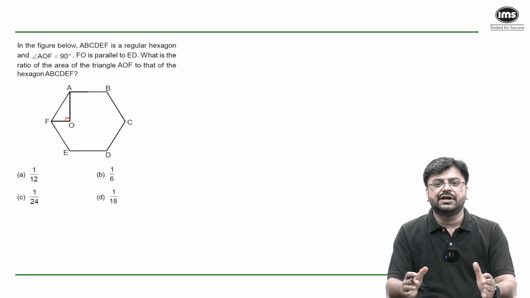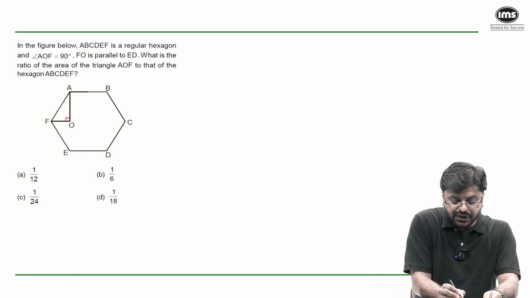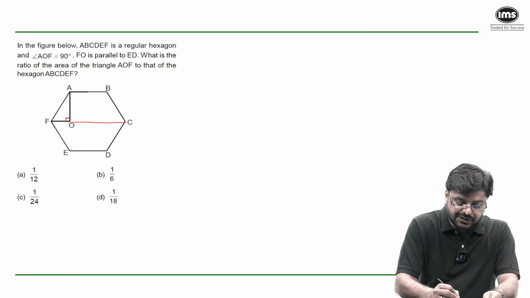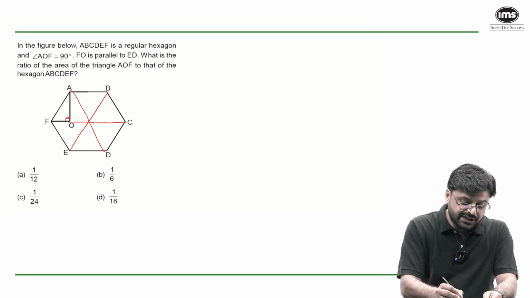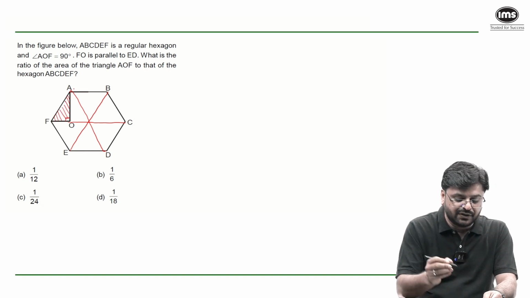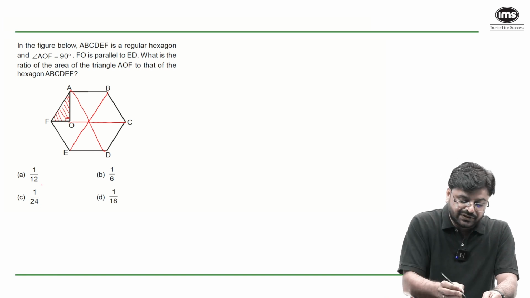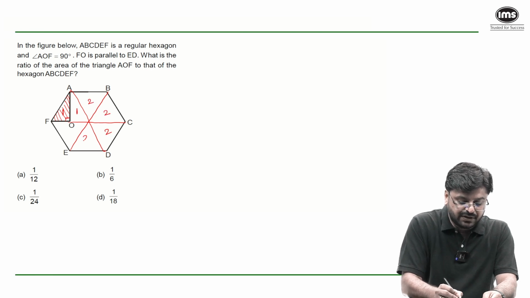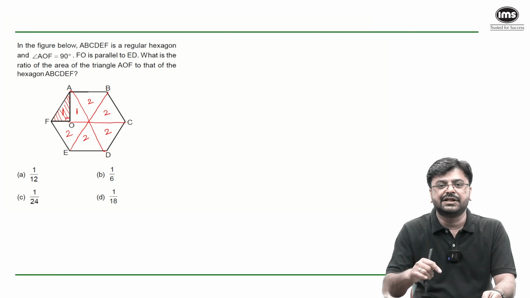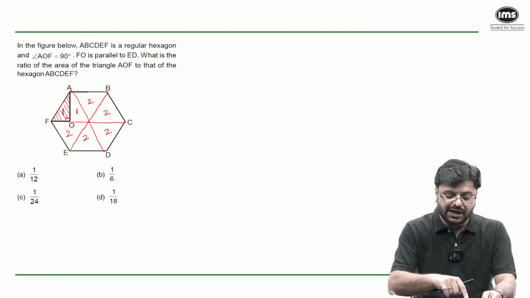Now, we all know that a regular hexagon is nothing but 6 equilateral triangles arranged in a specific order. So, if you draw these diagonals, you will see that these are 6 equilateral triangles. Also, in the given figure, triangle AOF is nothing but half of one of the equilateral triangles. So if this is one part, this is one part, this is two part, two part, two part, two part, and two part. Taking the area of one equilateral triangle to be two part, half will be one part.